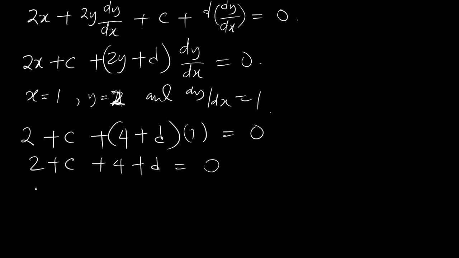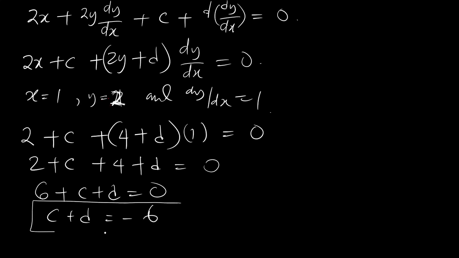So we have 6 plus c plus d equal to 0. So c plus d is equal to minus 6. So that is equation 3.